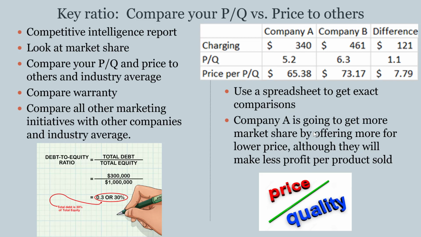So I would break out a spreadsheet when using Globus and do exact calculations. That means just a simple ratio. Basically, in this case, you're looking at company A is charging $340 and their PQ is 5.2. If you do the ratio, it's about $65 per PQ point, whereas company B is offering something that's $73. And so, company A is going to be more competitive. And you can see the differences over there. You can eyeball it, but you can also use a spreadsheet to get exact ratios, which might be a good idea.